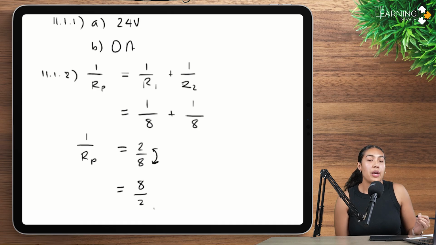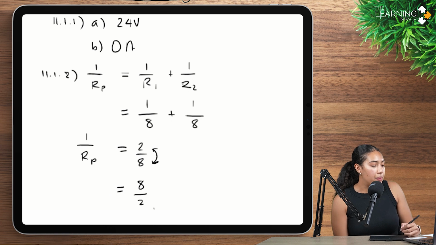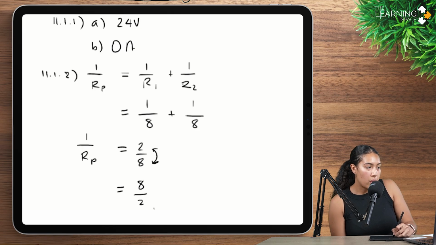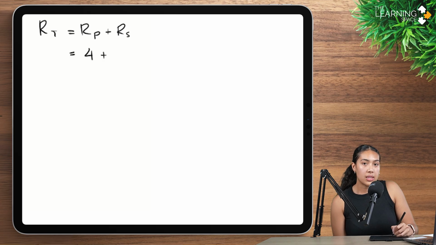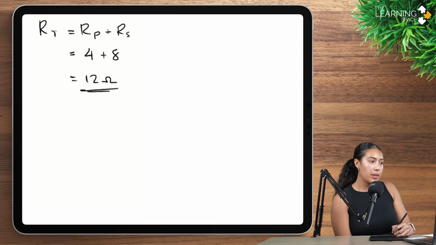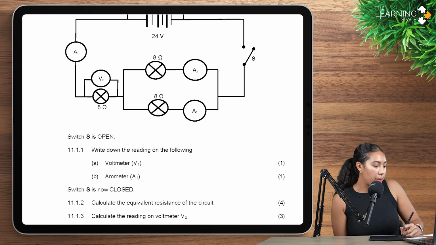But remember, that isn't our final answer, because they asked us for the total effective resistance of the circuit, the equivalent resistance of the circuit. In order to do that, we need to add our parallel component as well as our series component. So our total resistance is equal to our parallel component plus our series component. Our parallel, which we calculated, was 4, and the resistor connected in series is 8. We sum those two and end up with 12 ohms as our answer. Moving on to 11.1.3, they ask us to calculate the reading on the voltmeter.